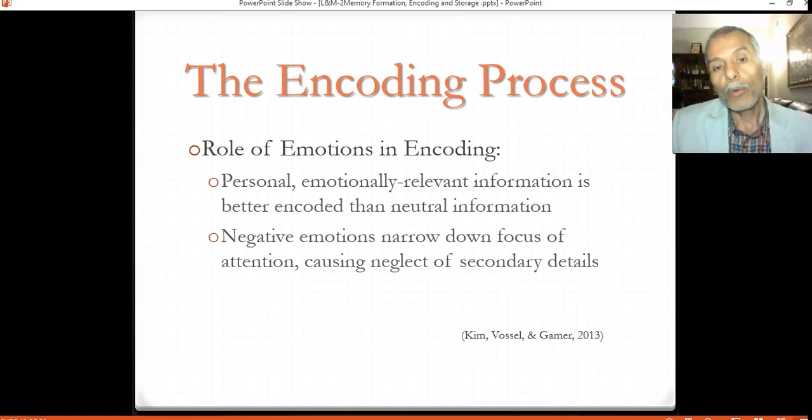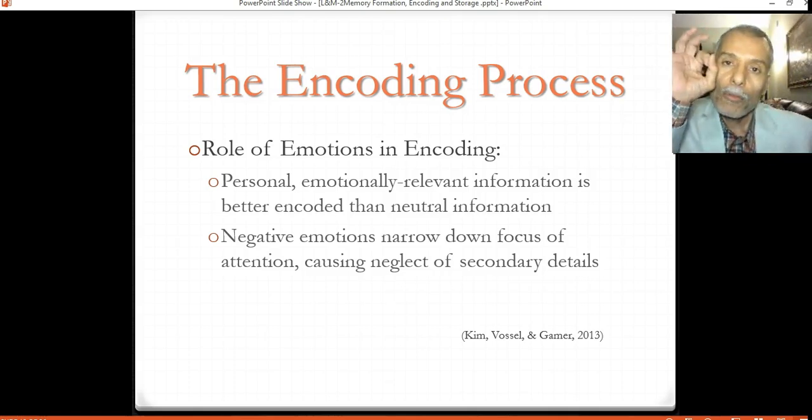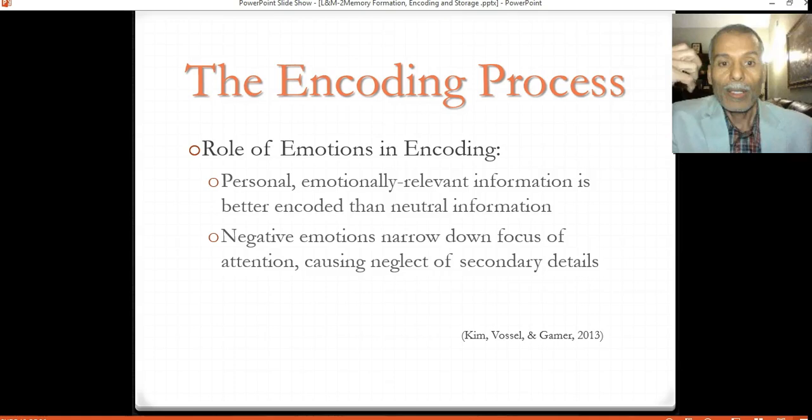When information is negative, it has a negative tone to it. It is going to narrow down the focus of your attention. It is going to cause you not to pay attention to the details. Because negative emotions make the person feel threatened, and that is going to narrow the focus of their attention, and they would have difficulty focusing on the details that are going around.